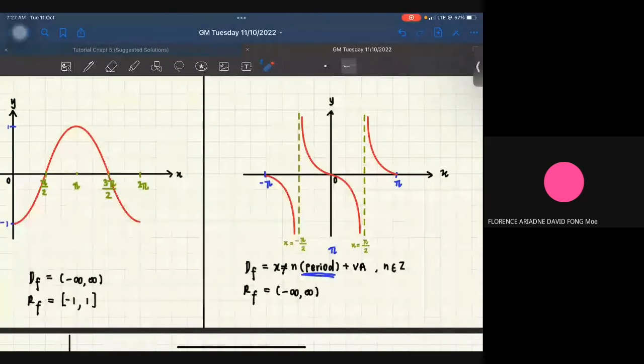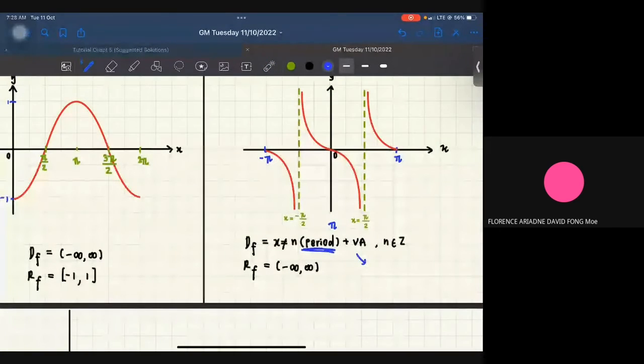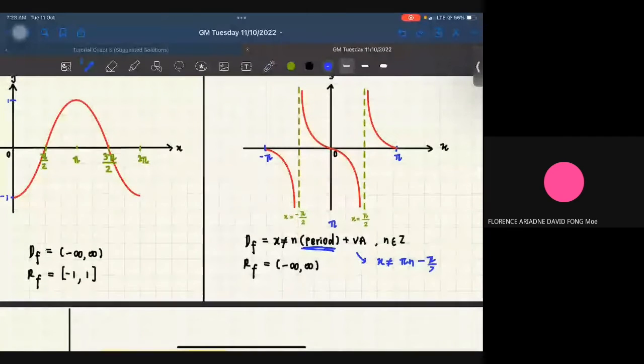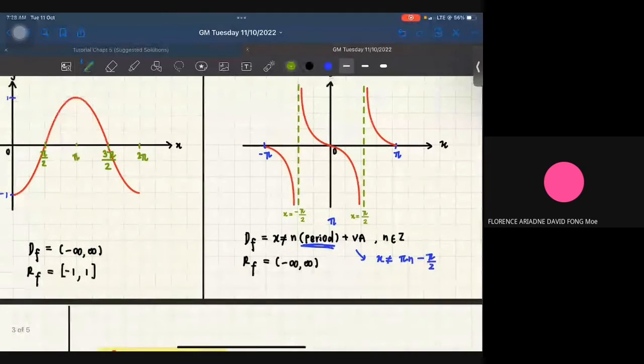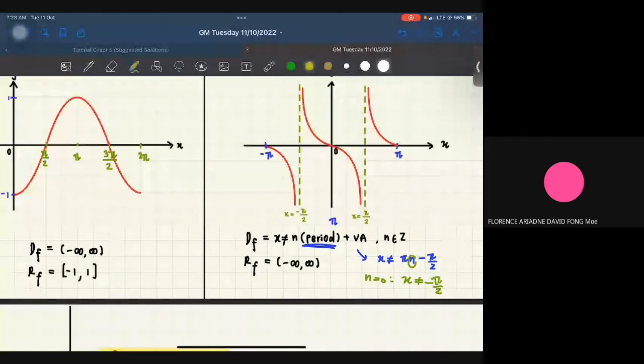So let's say you substitute the value zero. You will still get the same asymptote. Let me give an example. Say my domain now is X cannot be equal to pi N plus the vertical asymptote. Let's say I take this one, so it becomes minus pi over 2. Now I substitute N equals 0, so I get zero here. So I get X not equal to negative pi over 2. This is the first asymptote that I have here.